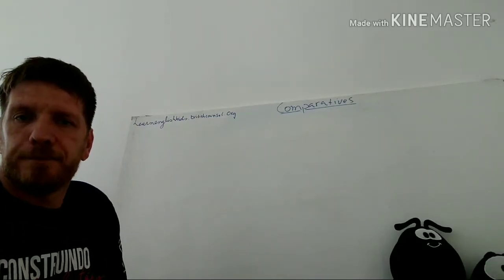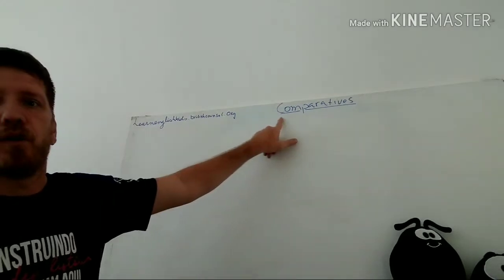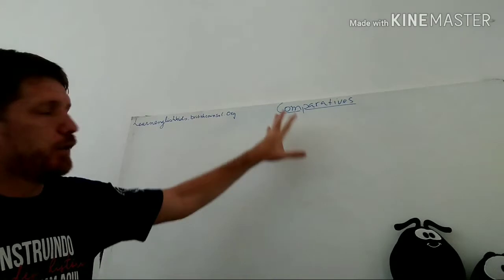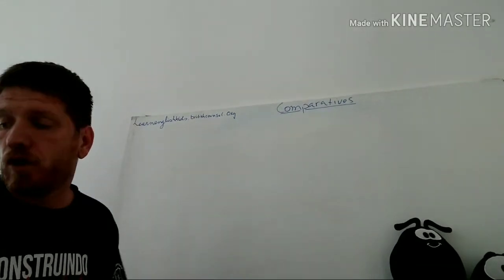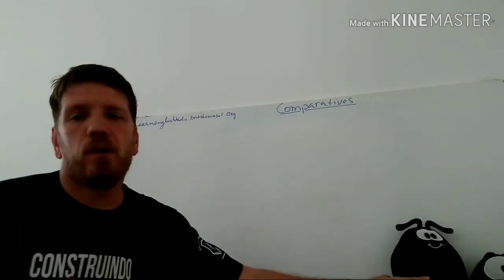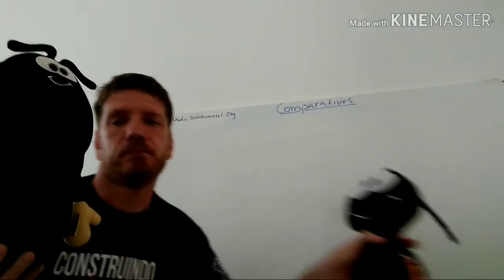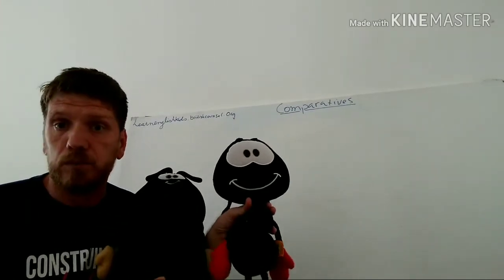Good morning, class. Today we are going to talk about comparatives. Okay, I'll show you in a minute how it's written properly. Comparatives is when we talk about two objects or two things or two people.